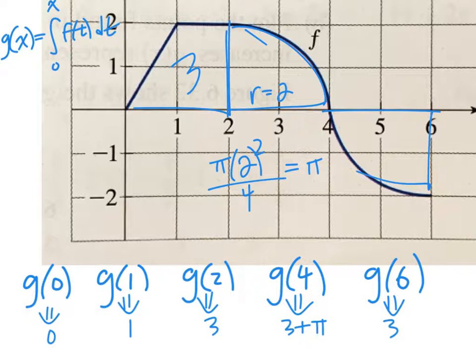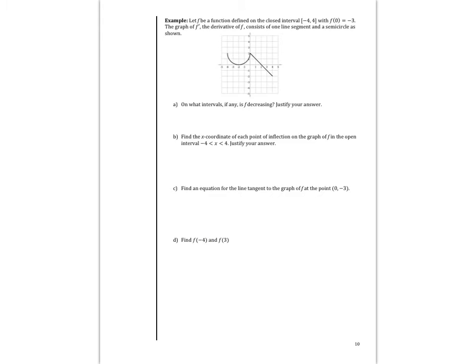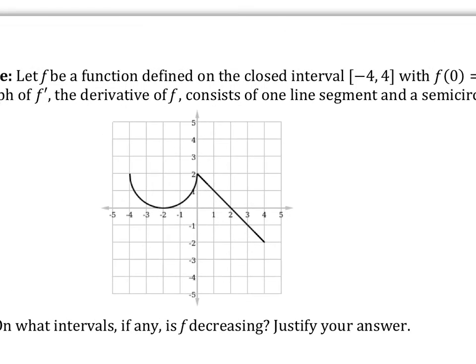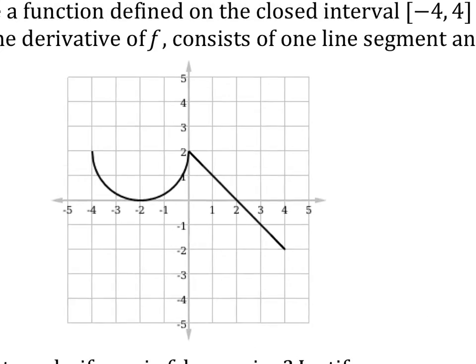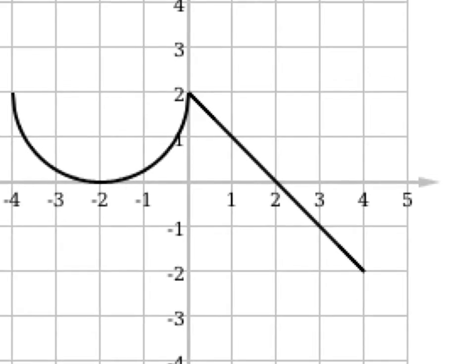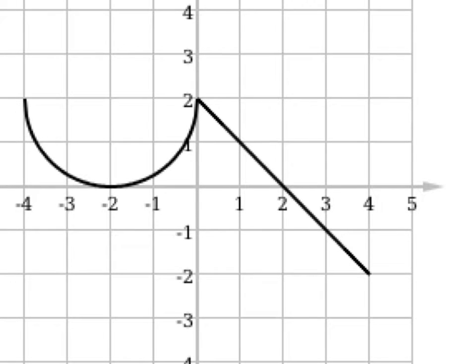All right, next. Let f be a function defined on the closed interval -4 to 4. The initial condition is f of 0 is equal to -3. The graph of f prime is shown below. I don't know if you want to copy down the shape, because I'm going to go through the problem, so it's easier if you have the shape on your paper.